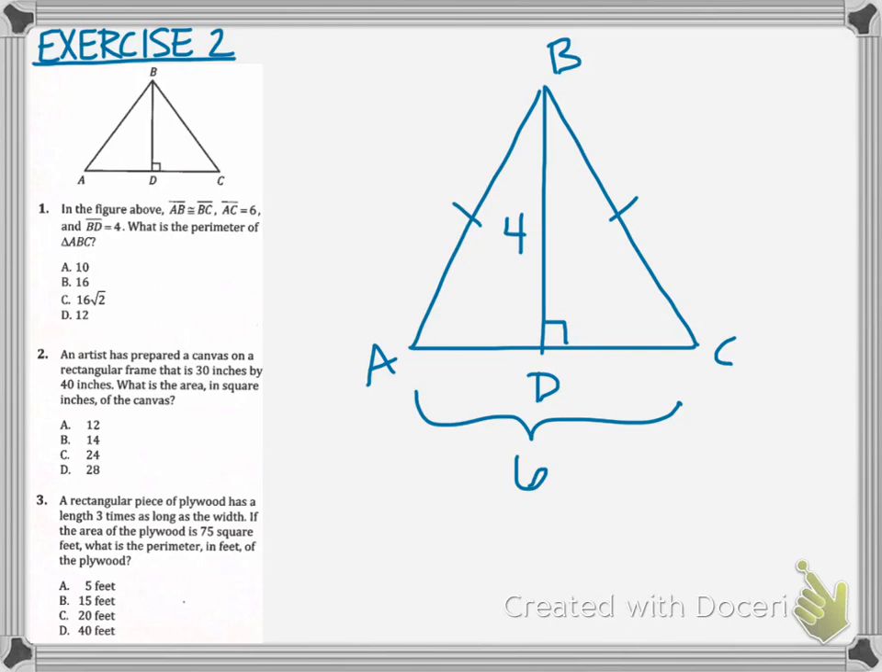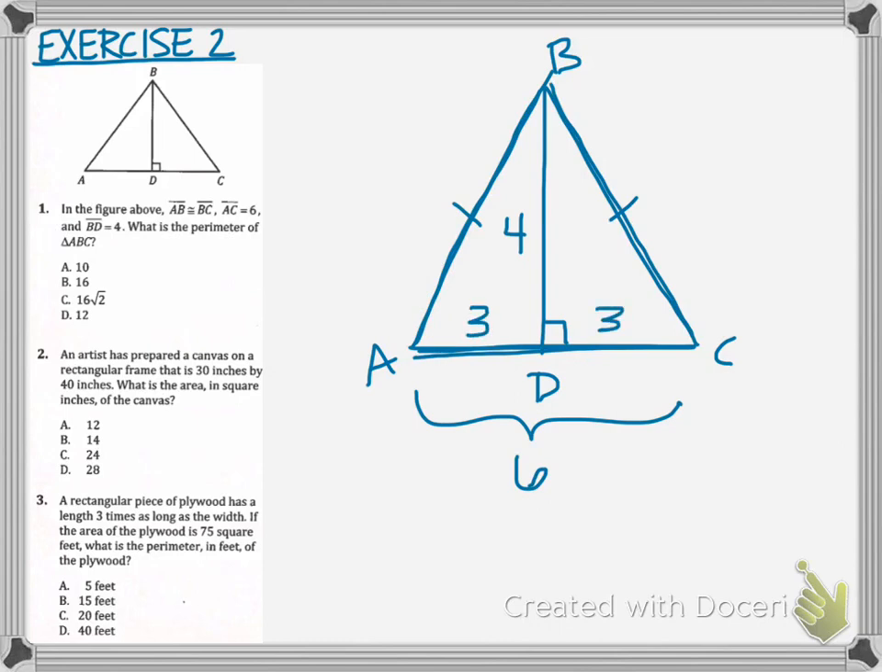So I only know one side of the triangle is 6. Now I can see I have 2 right triangles here, and because AB and BC are congruent, these right triangles are going to be congruent. So BD is going to bisect AC, which means these parts are each going to be 3.